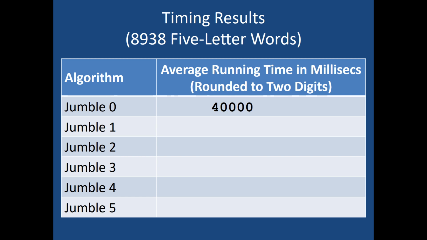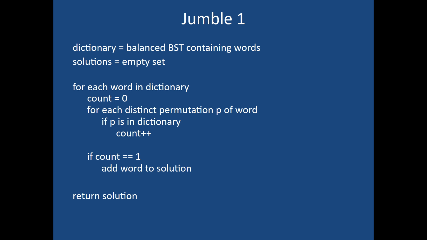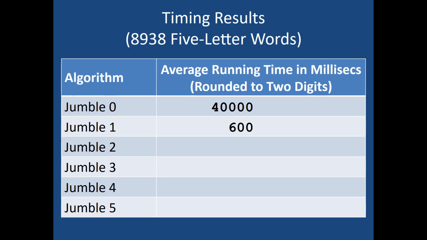Now, Jumble 1, that's where we stuck in the balanced binary search tree. All we did was change it from a linear search to check each permutation in the set to a binary search tree search. So if the other one was 40,000, what do you think that simple change will do to it? 30,000? Less than a second. So about half a second.